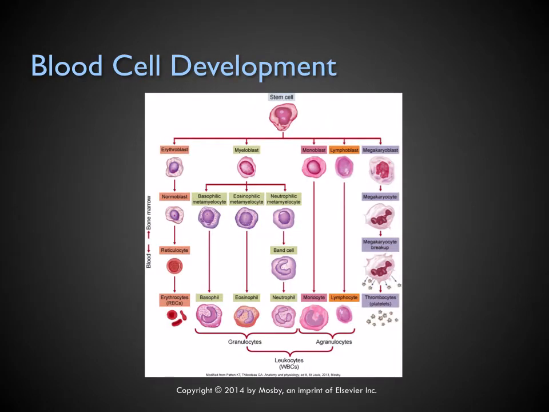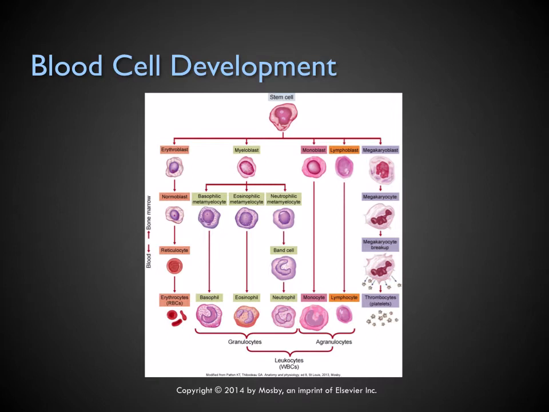There is a blood cell development diagram here, and the three types of blood cells are RBCs, WBCs, and platelets, and they develop from a common cell within the bone marrow. The hematopoietic stem cell is actually an immature blood cell, it's not mature, that is able to self-renew itself and then differentiate into a hematopoietic cell.